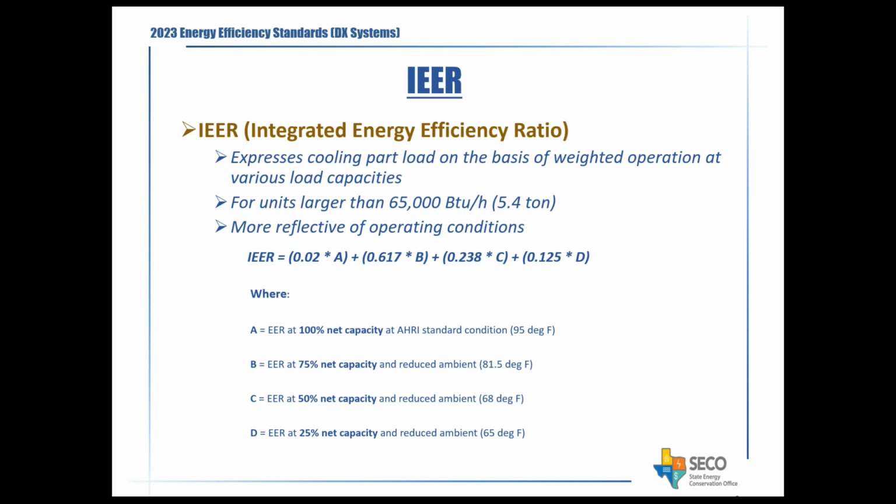So that's primarily what it is, and it will be used going forward in the tables and publications for units that are bigger than 65,000 BTUH, which is roughly 5.4 tons. So all those larger units that are bigger than 5 or 5.5 tons, you will start seeing the efficiency ratings in IEER.